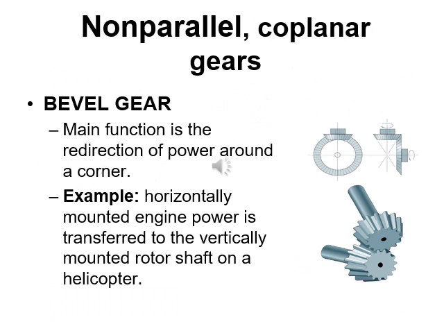As for the coplanar gears, the bevel gear's main function is to redirect the power around the corner. So basically, you are trying to change, for example in a helicopter, from a horizontal to a vertical rotation. You can see it in the helicopter.